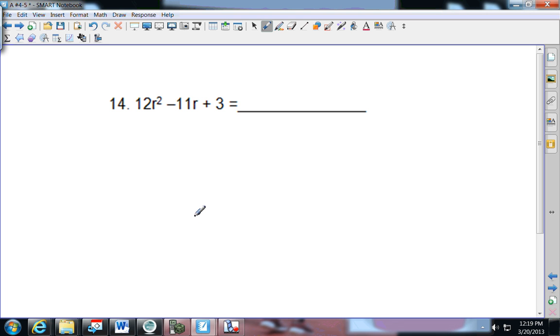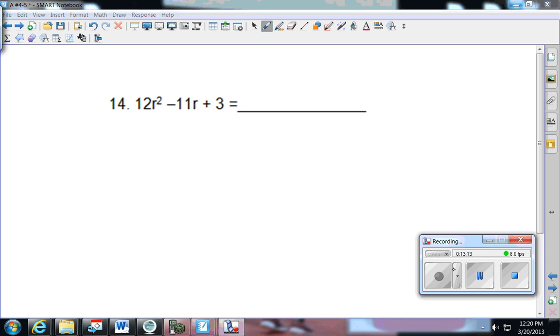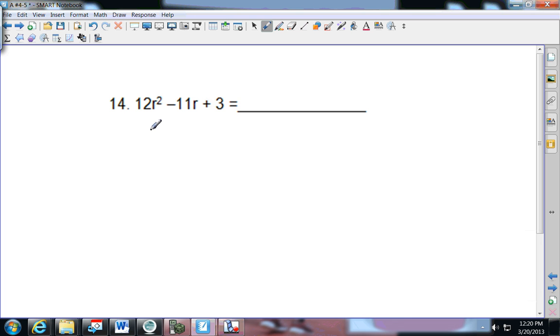Number 14. The first thing you want to look at is trying to figure out what is your GCF. You want to see if there's a GCF. I see the smallest number is 3. 3 goes into 12, but does 3 go into 11? Nope. There is no GCF, so there's nothing I can pull out.